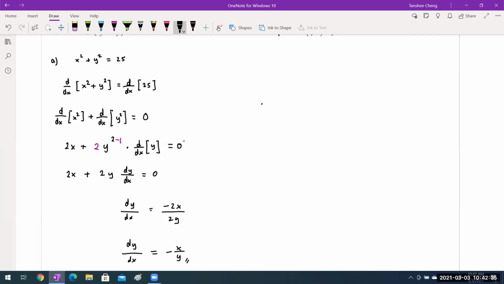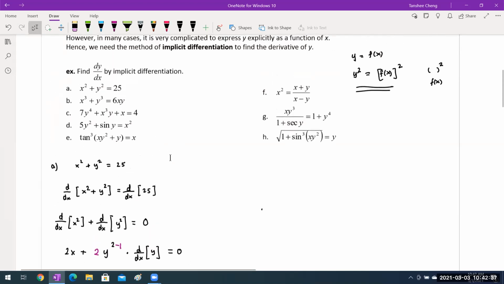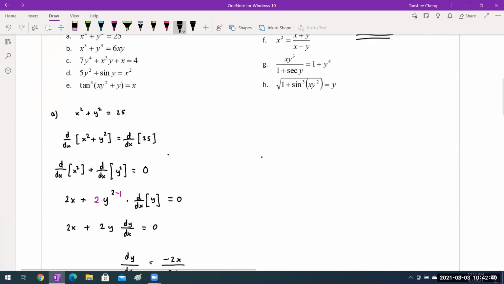Let's take a look at the next example, example B. Example B is x to the third plus y to the third equals 6xy. It's a little more complicated because on the right-hand side, we're going to have to use the product rule. So when I take derivatives on both sides, the derivative with respect to x of x to the third plus y to the third equals the derivative with respect to x of 6xy.